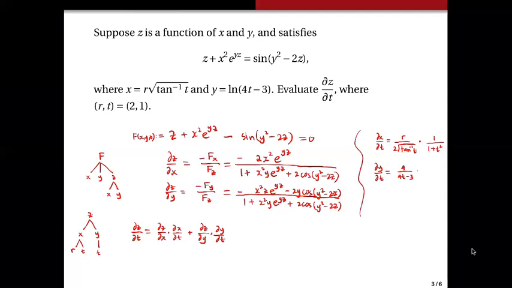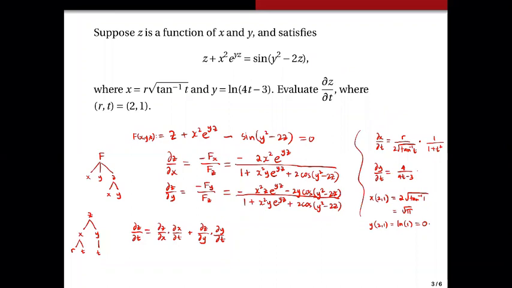And then we can evaluate now at 2, 1. Let's see. x of 2, 1. So this is equal to 2 square root of tangent inverse of 1. What's tangent inverse of 1? That's pi over 4. So this is equal to square root of pi. And then y of 2, 1, this is just, where are we? ln of 4 times 1 minus 3. So that's ln of 1, and this is equal to 0.